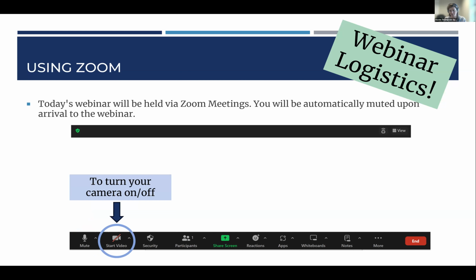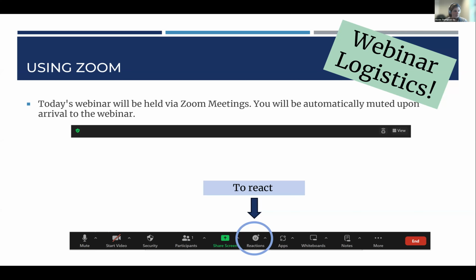I'm sure at this point, y'all are probably very familiar with Zoom, so this is probably a bit of overkill, but if you want to turn your camera on or off, there's the start video button. I think I have it defaulted to off, but you're welcome to do whatever you want. If you want to react to something, Zoom does have reaction functions now, so you can click the little caret next to the smiley face. If you wanted to raise your hand, that's also within that function.